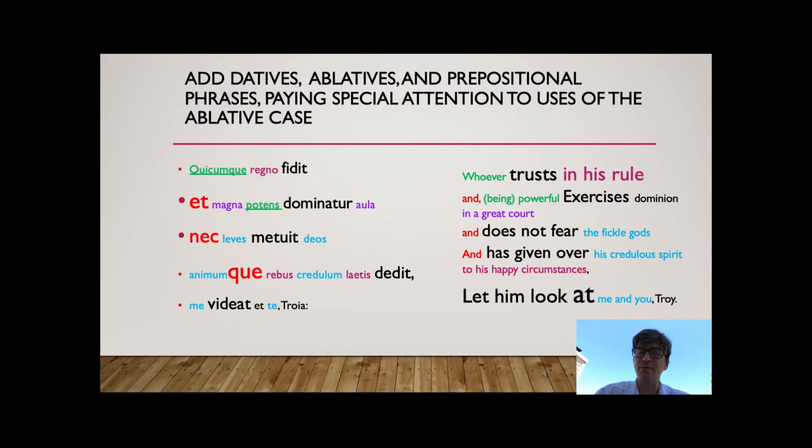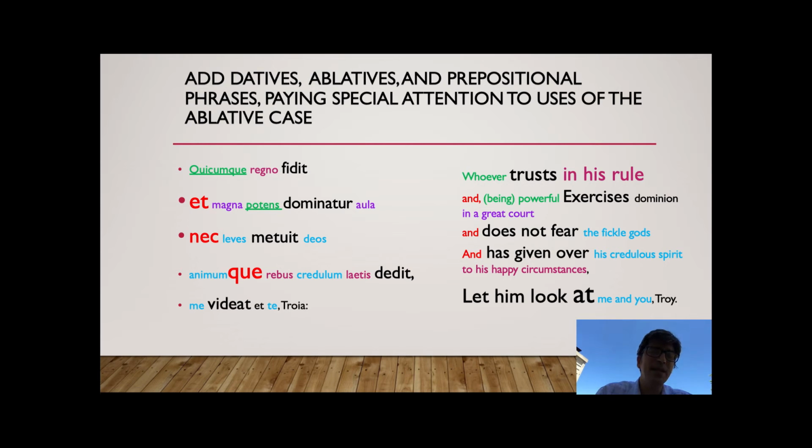And, first big stop sign, first conjunction, being powerful, our subject, exercises dominion in a great court. Sounds pretty good. We've chosen ablative of place where for our magna aula. I notice this is a great example of a hyperbaton. This is poetry, so we have an adjective in the ablative, we have a noun in the ablative case. They go together even though they've stepped over intervening words. The name for this is hyperbaton, and we're going to see it a lot in poetry especially, but also in prose.